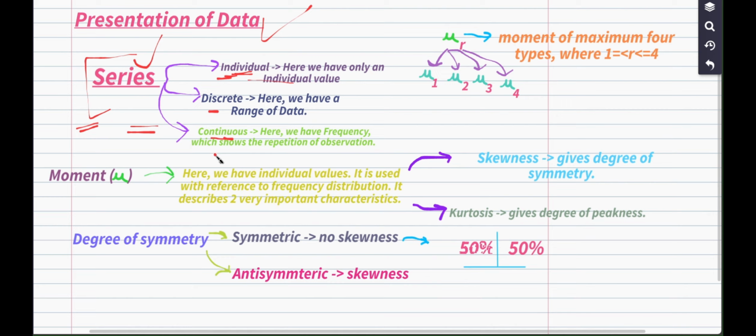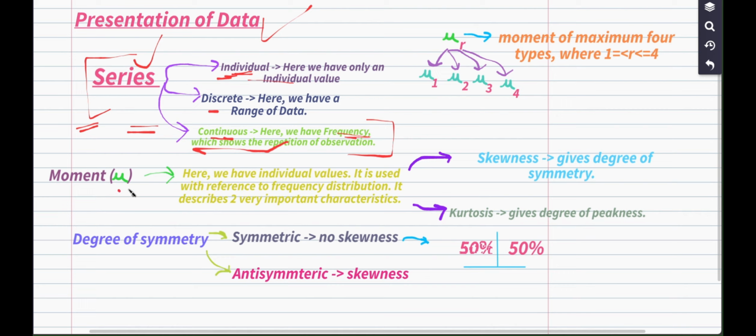But when we come to the continuous, here we have frequency, which shows the repetition of the observation, right? Here we have the frequency. Frequency means how many times your observation is repeated, right? So where the word frequency comes, suppose the number 2 is repeating 5 times in the data, right? There you can say that the data is continuous data that keeps on going. Discrete means the finite, right?